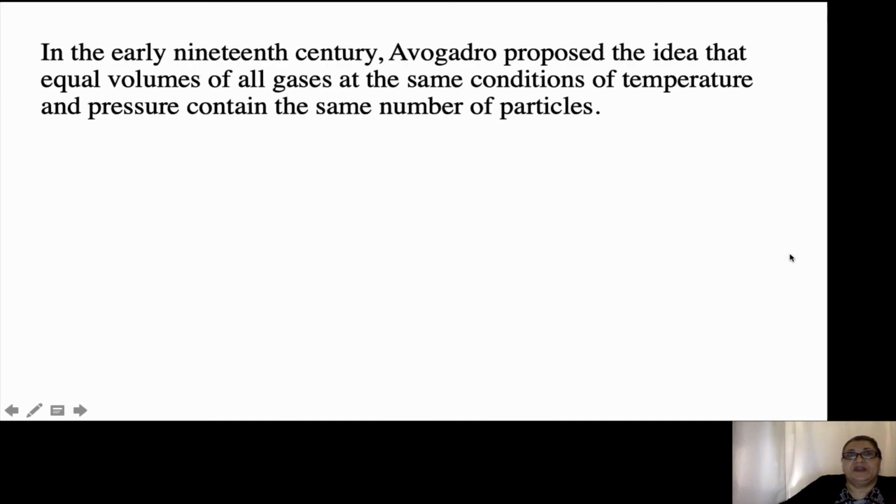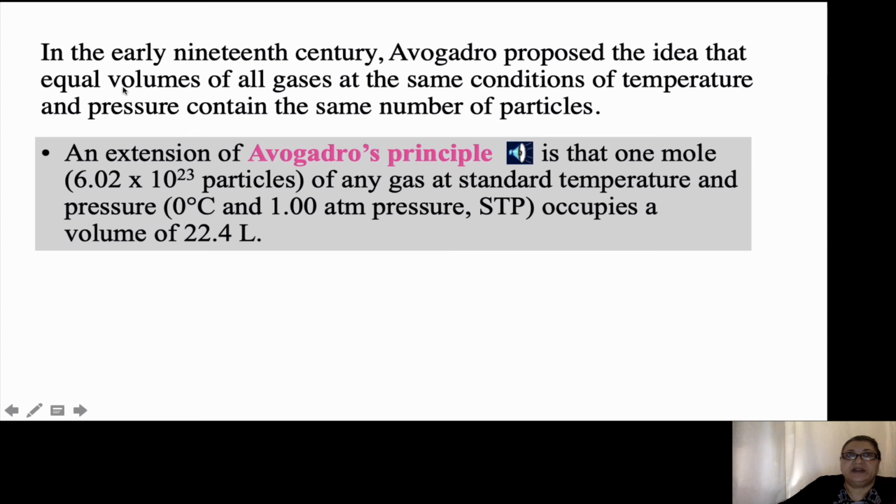Okay. Now the new concept that we're learning is Avogadro's relationship, which is an extension of Avogadro's principle: 1 mole, 6.02 times 10 to the 23rd particles of any gas at standard temperature and pressure, 0 degrees Celsius and 1.00 atmosphere pressure, STP, occupies a volume of 22.4 liters. So same standard temperature and pressure.